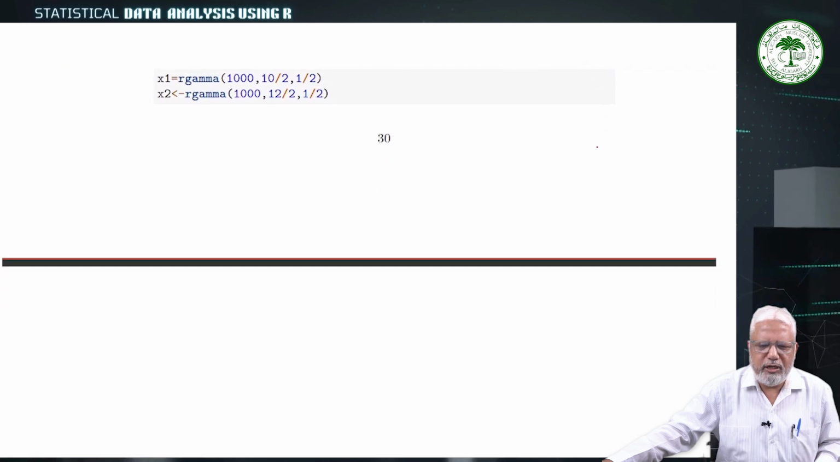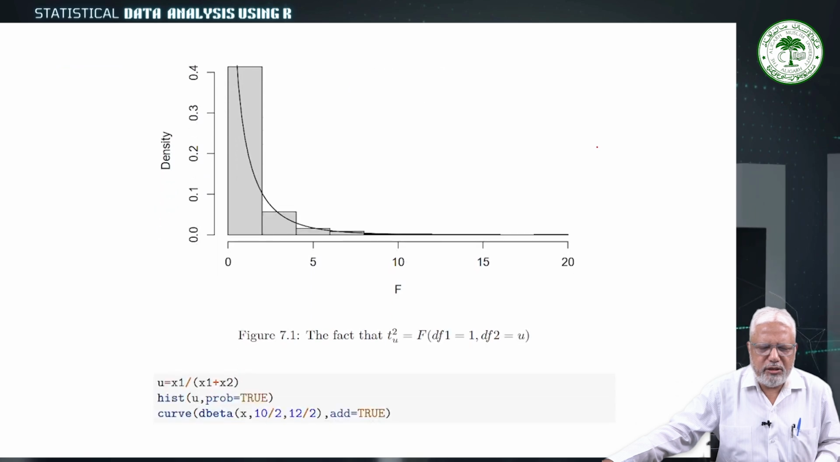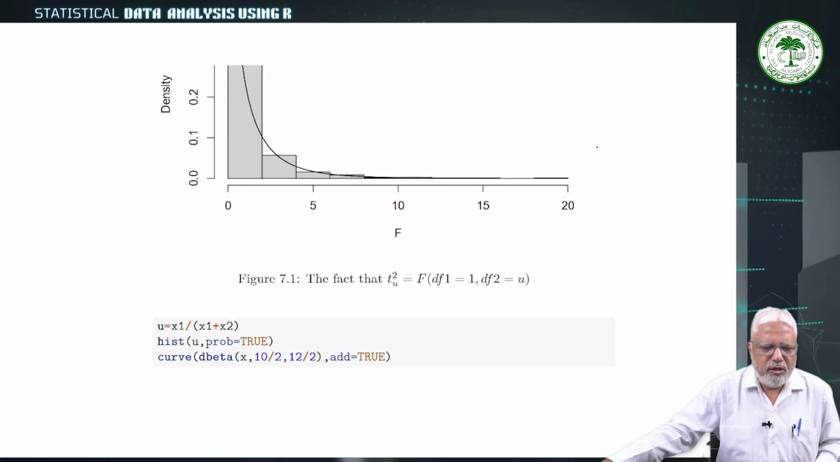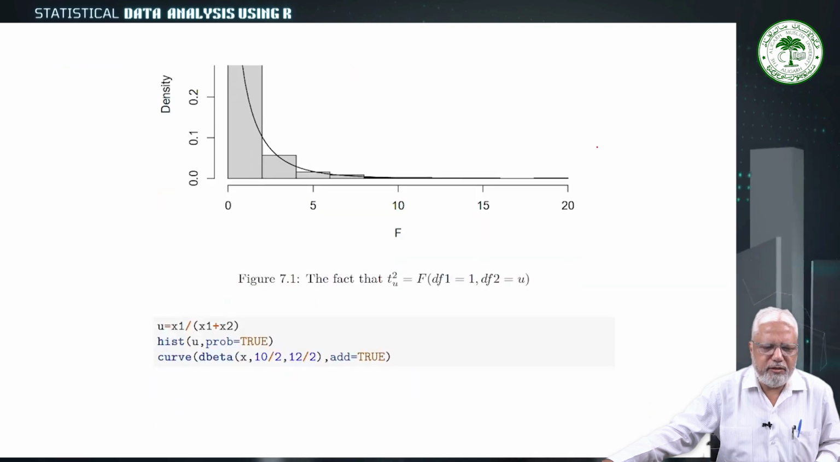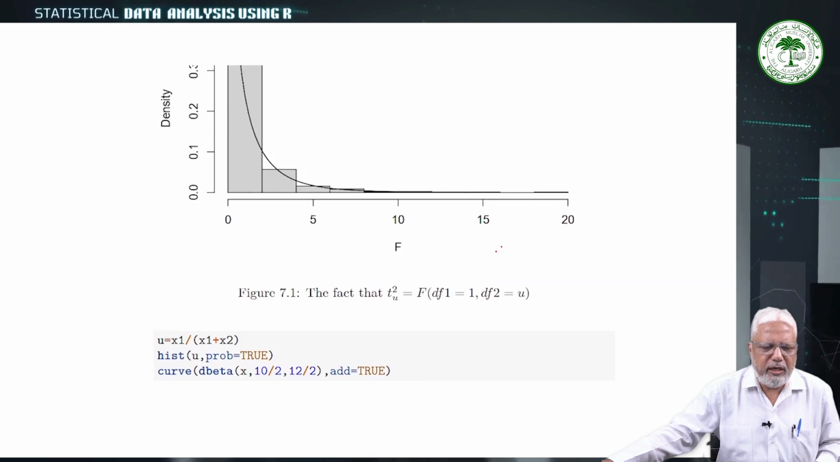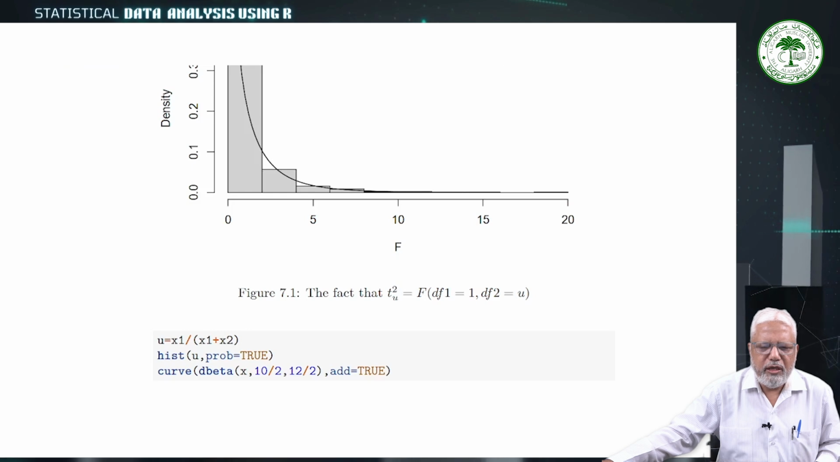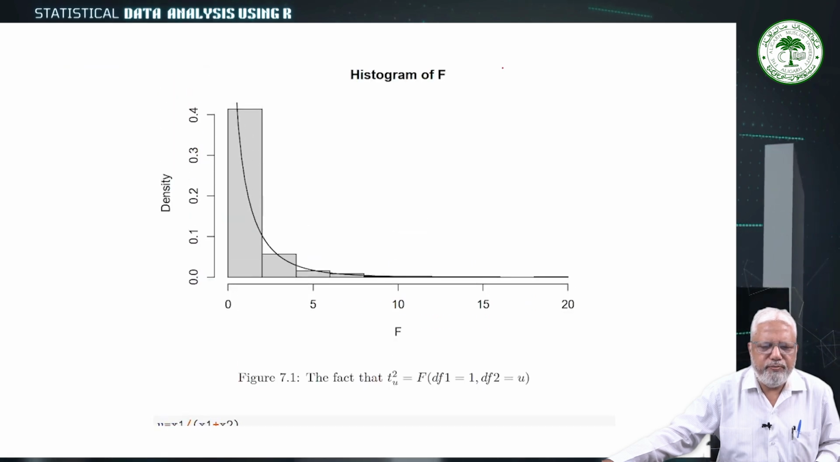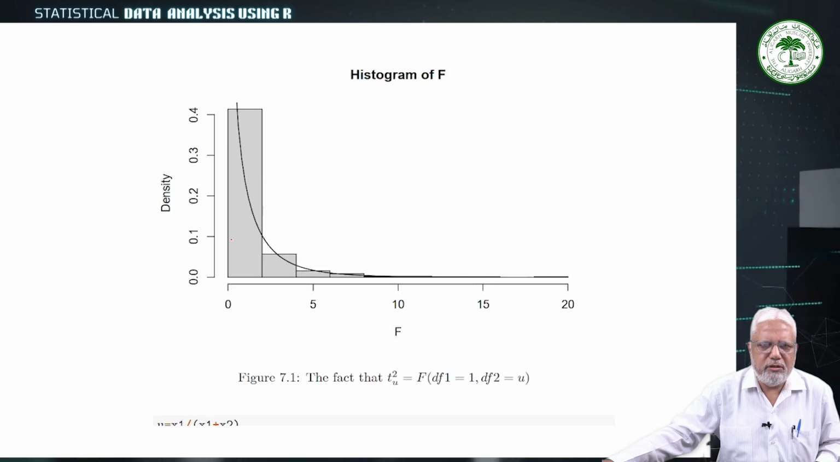Instead of using Jacobian analytic tool, we are going to use simulation tool. And here this simulation tool supports this analytical fact because, after making a histogram, we are adding a beta distribution with 10 by 2 and 12 by 2 on the histogram. So this is the result.